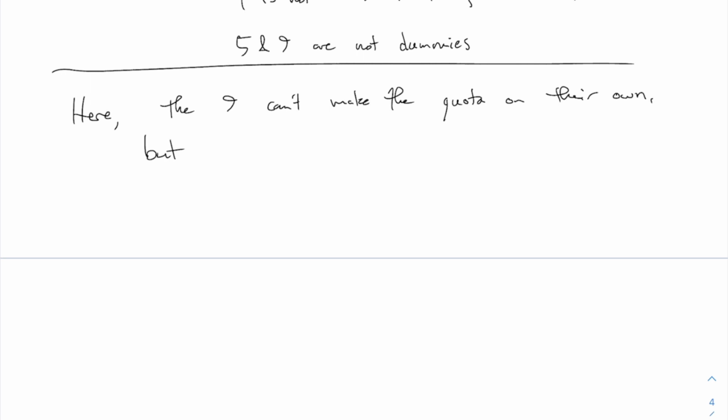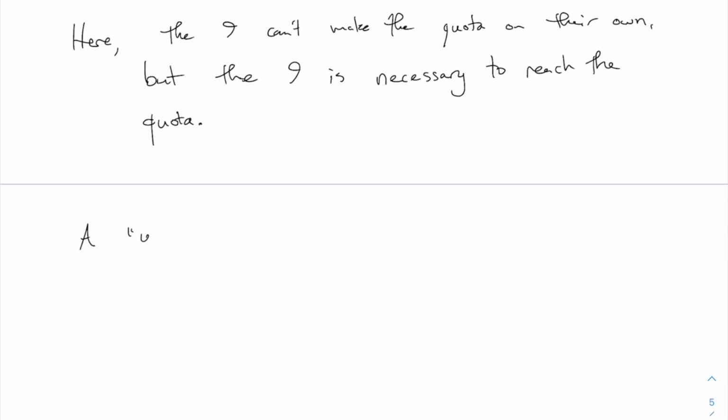But the 9 is necessary to reach the quota. All right, there's a word for this. If you think about what this means in the real world, basically if the 9 says yes, that does not necessarily mean that it will happen. But if the 9 says no, it definitely will not happen, because you can't make it to 12 without the 9. So here, I'm just going to write what I just said.